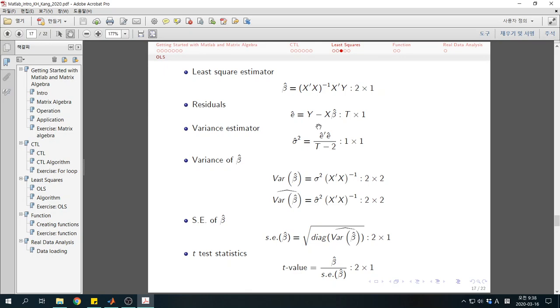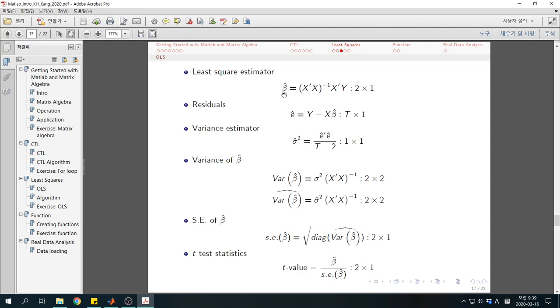And where's the formula? The formula is here: E hat prime E hat divided by capital T minus 2. What's E hat? E hat is the residuals. Do we have residuals? No, we don't have residuals yet. How do we get the residuals? This is how: residuals equal y minus X times beta hat. Do we have y? Yes, because this is data. This is observable. Do we have X? Yes, because this is observable as well. And do we have beta hat? Yes, we have computed beta hat using this formula.